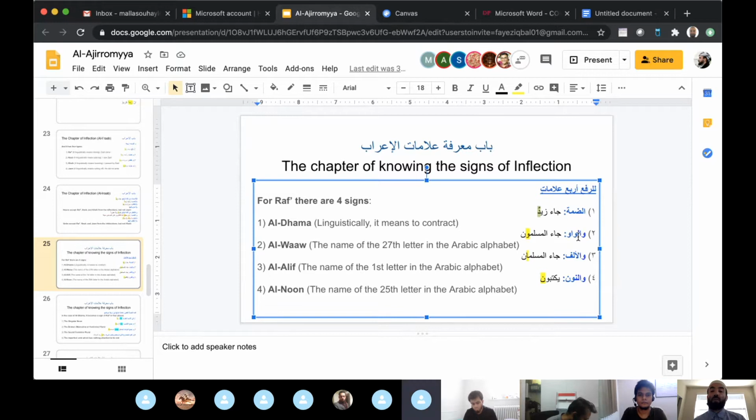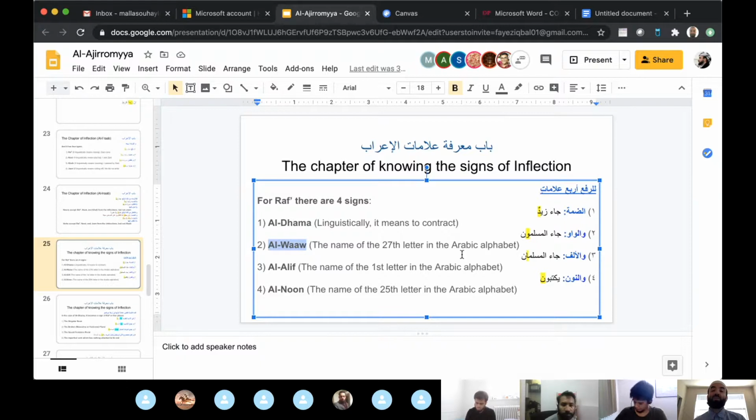Okay, so now the second. Alhamdulillah. Now the second sign is al-waw. Waw also becomes a sign of rafa. Okay. And where does waw become a sign of rafa? That is something we will study, inshallah, perhaps next week. Today we won't get to it.